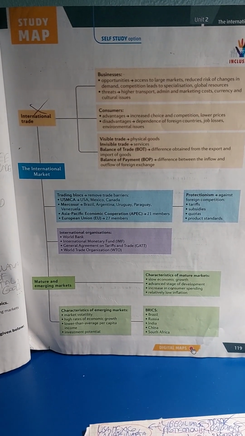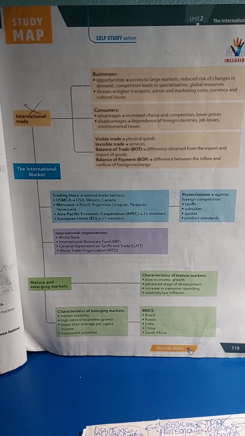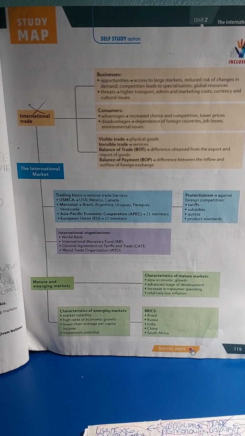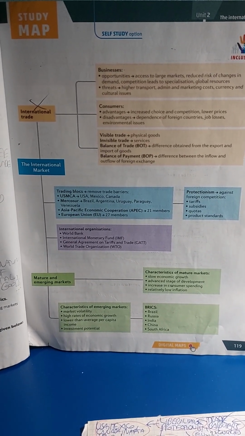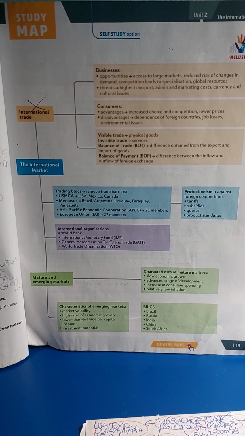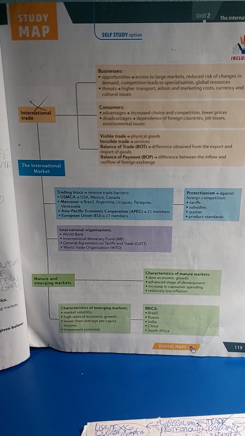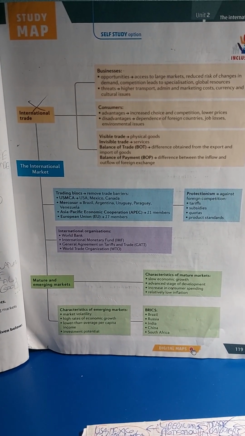And about international trade, it's important to underline the difference between visible and invisible trade. Visible trade is the importing and exporting of physical goods, for example, raw materials. And invisible trade is the selling and buying of services, for example, aids to trade, such as insurance, banking, and tourism.